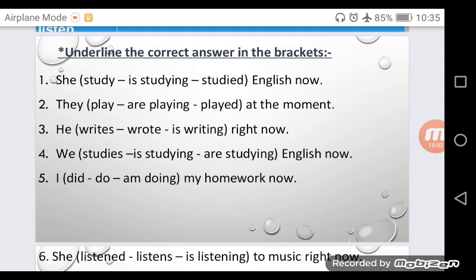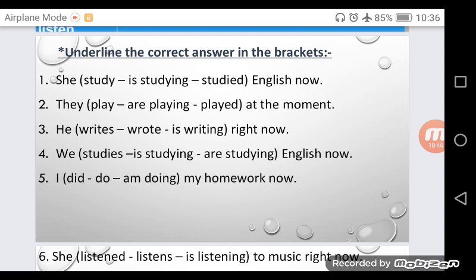Now tells us that the tense is present continuous. So, as I have just said, we have three parts in the present continuous: am, is, are. This is one part. They are one part. Then verb or infinitive. Then ing. So we are going to choose the middle answer, is studying. She is studying English now. Number 2, they are playing, played at the moment. The correct answer is are playing. They are playing at the moment.